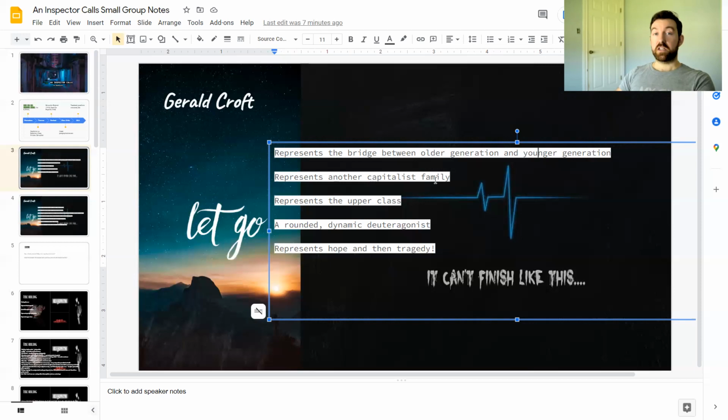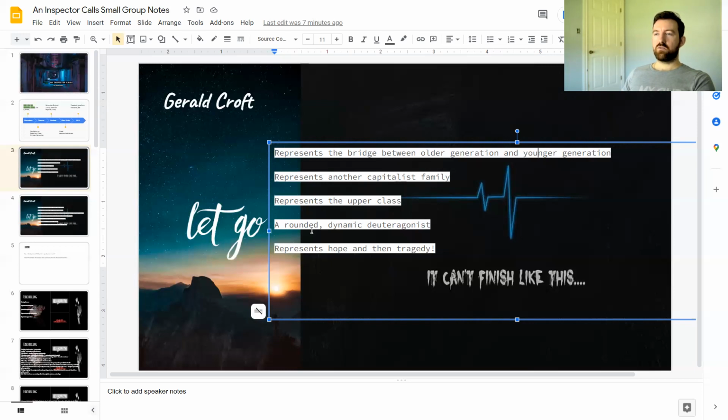He represents another capitalist family. So like I said, he's from Crofts Limited. So there's Crofts Limited is one company, and then there's Birling and Company, which is Mr. Birling's company. So they're the two companies. He represents the upper class. Clearly, he represents really the upper class, because his parents are lord and lady, so like super high up.